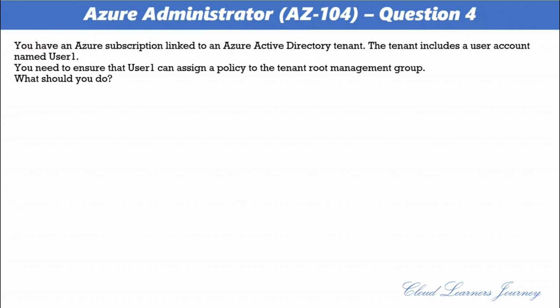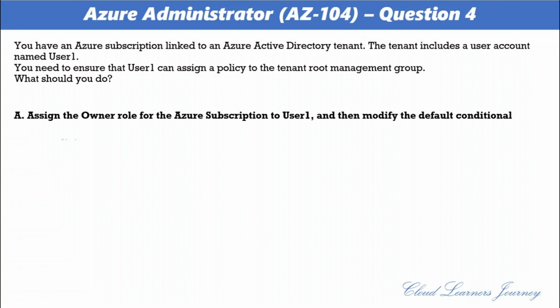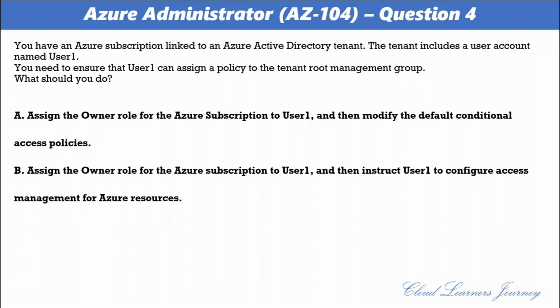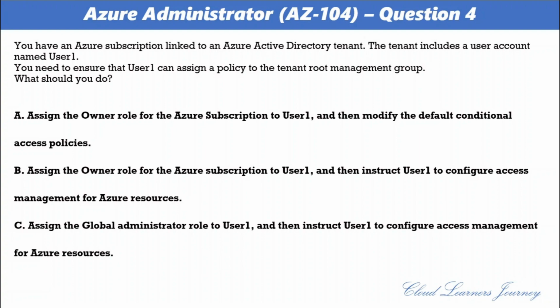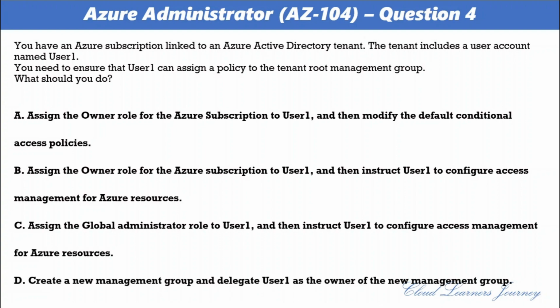Next, question number 4. You have an Azure subscription linked to an Azure Active Directory tenant. The tenant includes a user account named user1. You need to ensure that user1 can assign a policy to the tenant root management group. What should you do? And the options are A, assign the owner role for the Azure subscription to user1 and then modify the default conditional access policies. B, assign the owner role for the Azure subscription to user1 and then instruct user1 to configure access management for Azure resources. C, assign the global administrator role to user1 and then instruct user1 to configure access management for Azure resources. D, create a new management group and delegate user1 as the owner of the new management group.